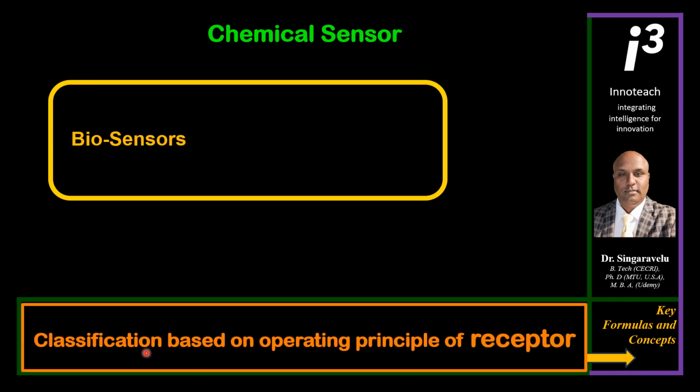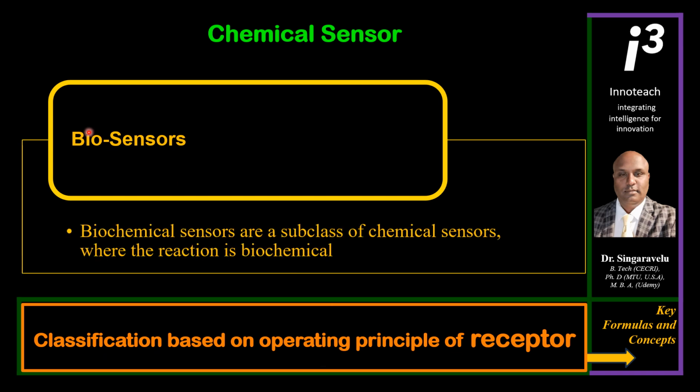The third classification based on the operating principle of the receptor is biosensors. Biochemical sensors are a subclass of chemical sensors because here the reaction between the receptor and the analyte is biochemical in nature. That is why it is a subclass of chemical sensors, and as a result they are classified as biosensors based on the receptor.